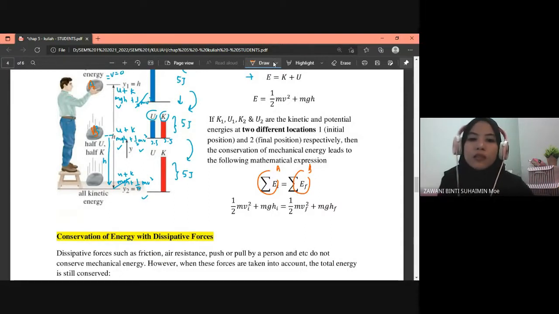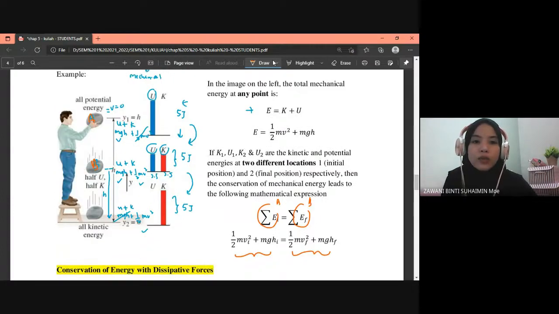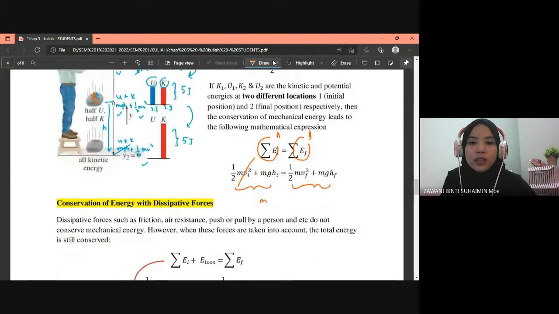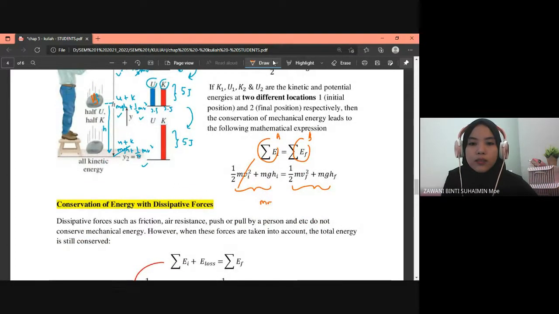Okay. So maksudnya pada permulaan dia akan ada dua-dua ni. Batu tu akan ada dua-dua jenis energy, tetapi kita akan analysekan dia based on situation dia. So tadi contoh dekat point A, kita tak ada velocity kan? So maksudnya velocity ni akan jadi kosong. So tinggallah mgh initial.